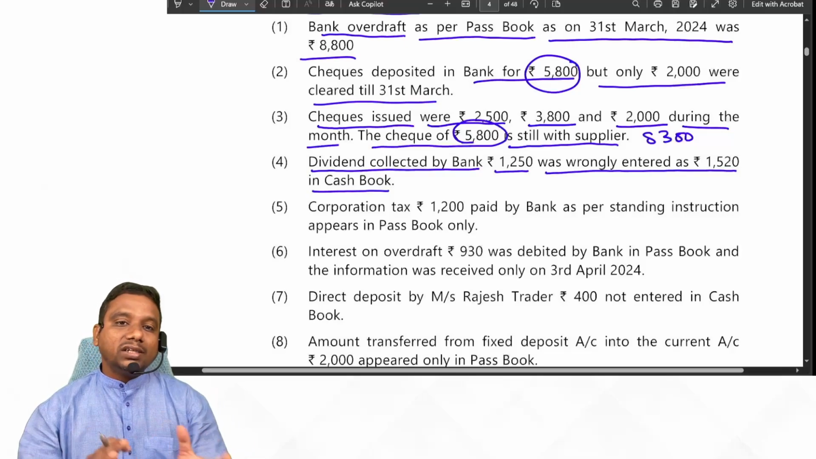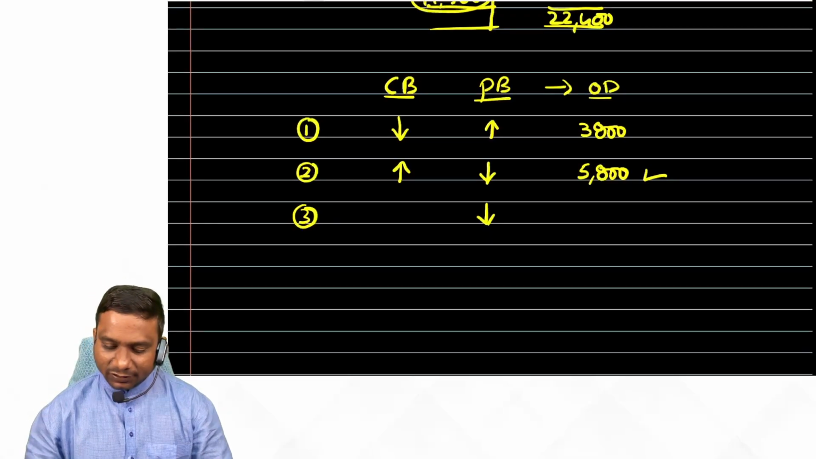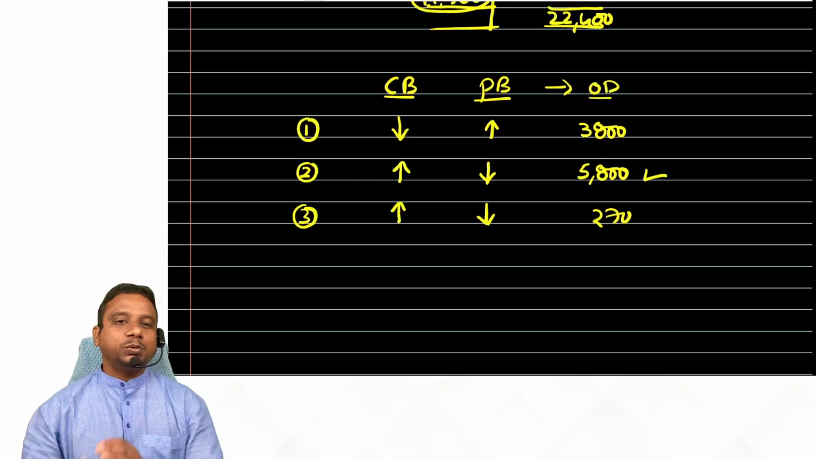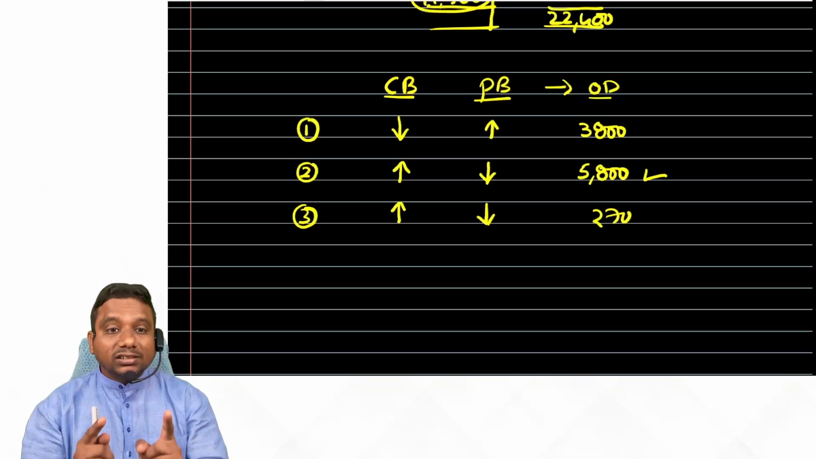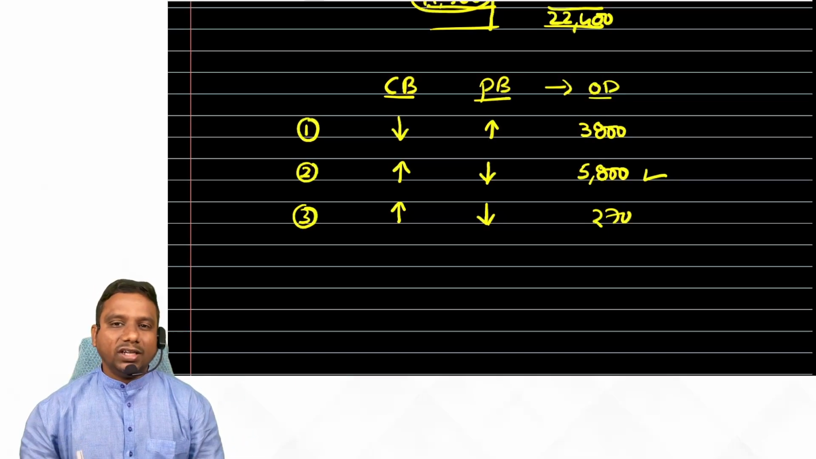So when you compare cash book and passbook, automatically cash book overdraft gets increased, whereas passbook overdraft gets decreased. Observe, students. This transaction is recorded in both books, but in cash book they entered 1,520, but in passbook they entered 1,250. So the difference is 270. Okay, next one.